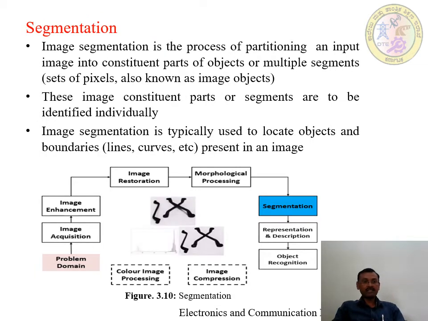Next stage is the segmentation. Image segmentation is the process of partitioning a digital image into multiple segments, sets of pixels, also known as image objects. These image constituent parts or objects or segments are to be identified individually. Image segmentation is typically used to locate objects and boundaries like lines, curves, etc. present in an image.